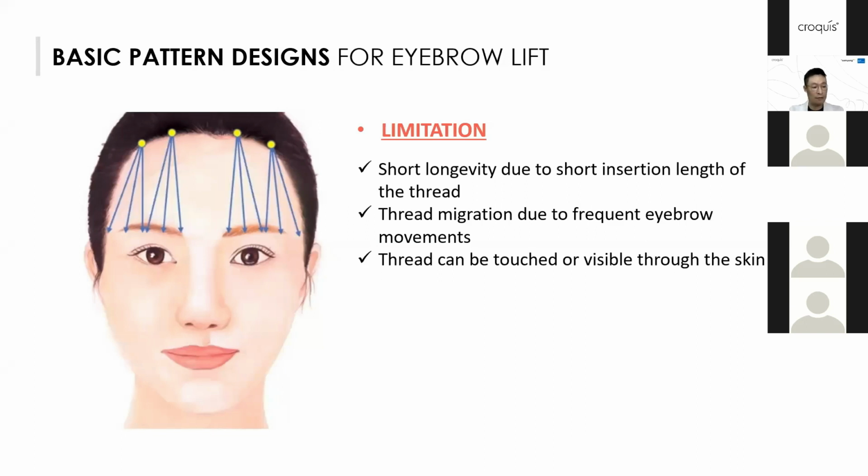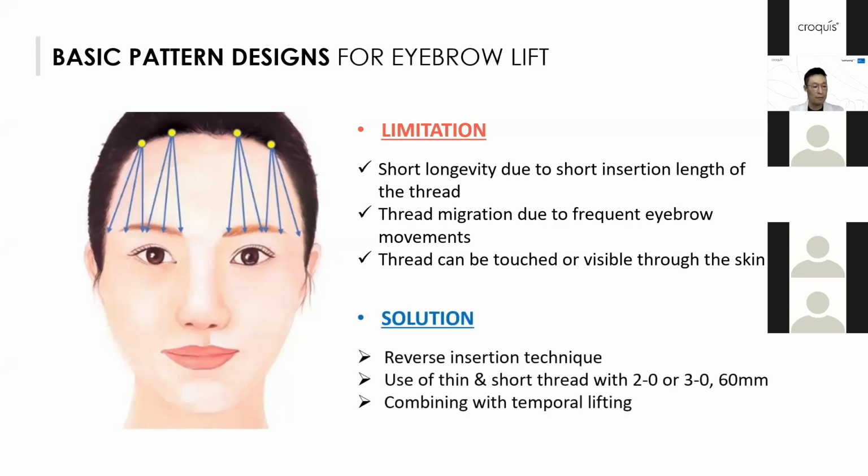And if too thick threads are used, they can be touched or visible through the skin, which is especially common in older patients. Therefore, I would recommend performing the reverse insertion technique. I'm going to explain it in more detail. Using thinner and shorter bidirectional cog threads, and combining with the temporal lifting method, will enhance eyebrow lifting and make a long-lasting result.